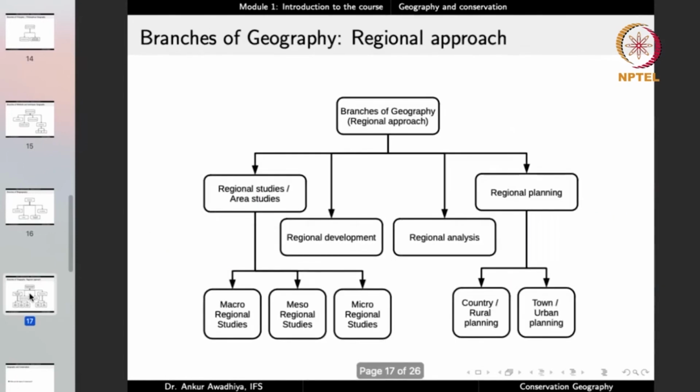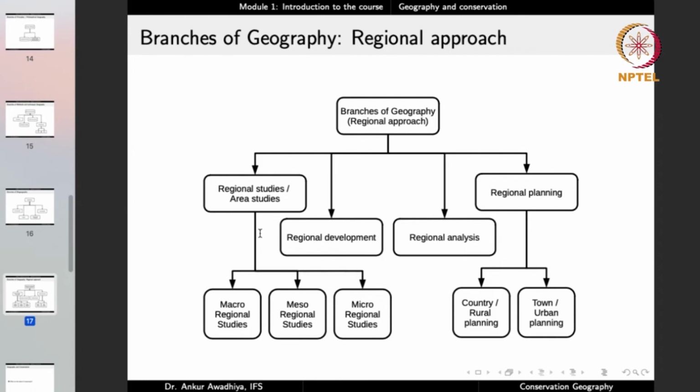And in the case of regional geography, we have several branches. So in the regional approach, we have things like regional studies or area studies. That is, we do a study of the whole area or the region, which can be of a macro region, that is a large sized region, meso region, that is a middle sized region, or a micro region, which is a small sized region. So these are regional studies.